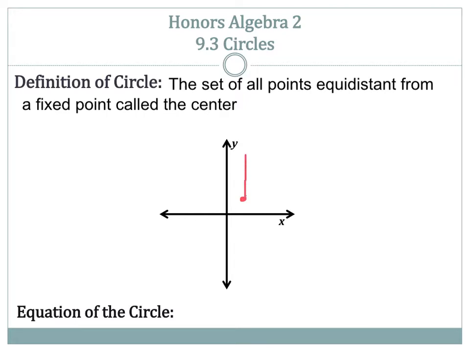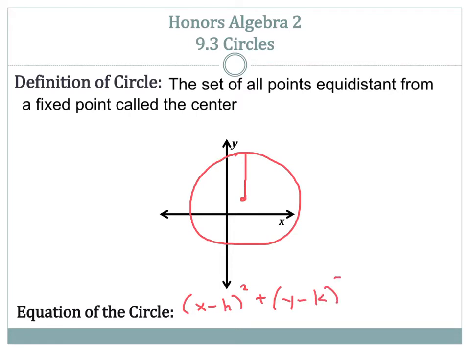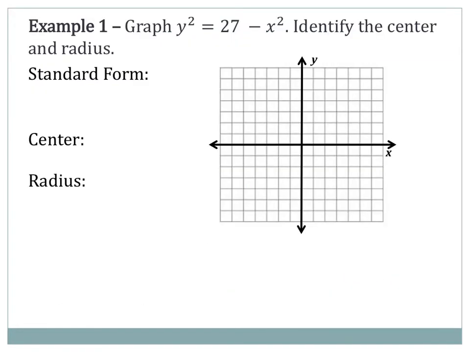This line here, the radius, is going to represent that set of points. Alright, the equation of the circle is derived from the distance formula. It is (x - h)² + (y - k)² = r². Alright, we are going to graph this.